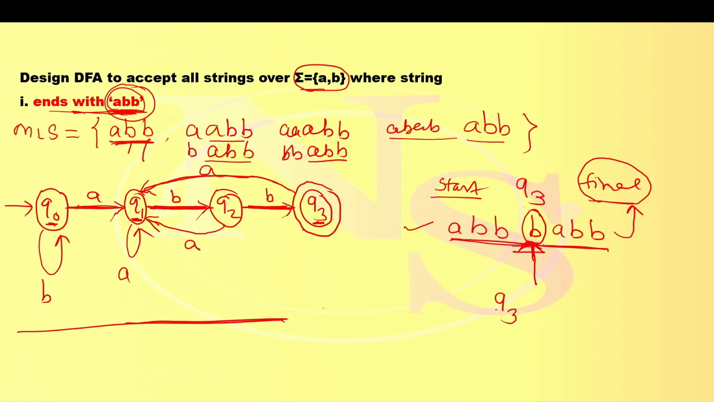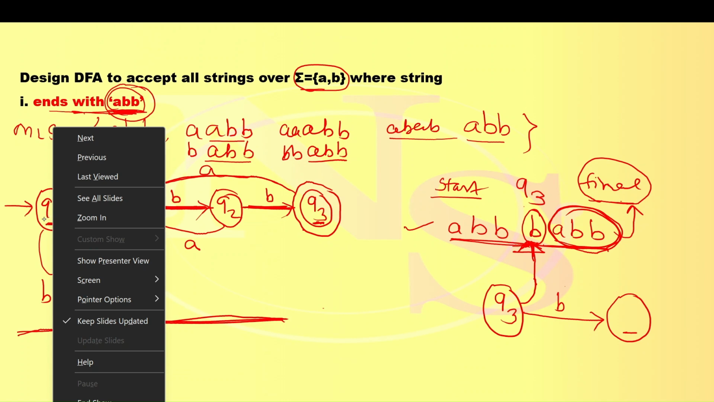After reading this string, the automata should go to the final state. At this moment, I am trying to find the transition from state Q3 for symbol B, and after that ABB comes, going to the final state. Now how to find this transition? This transition will connect to some other state. Which state? The state which will read this ABB and go to the final state. So which is the state? That we need to find out. So in the existing automata, which state reads ABB and goes to final?